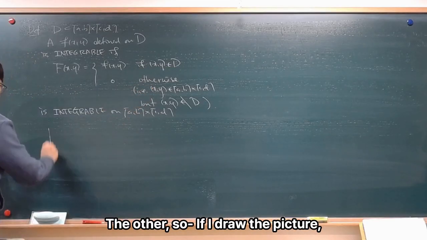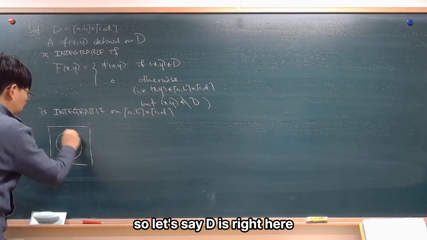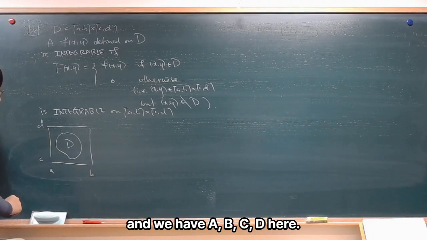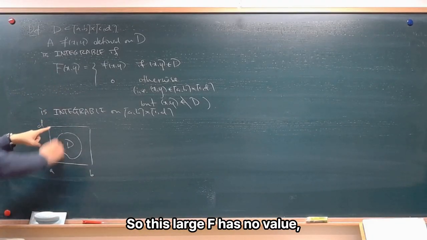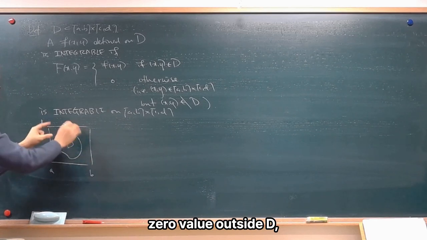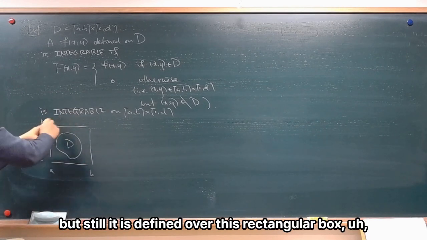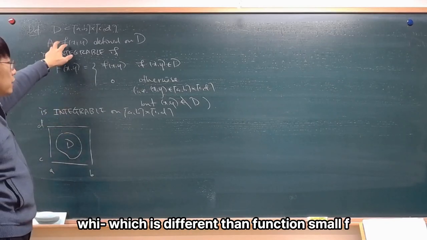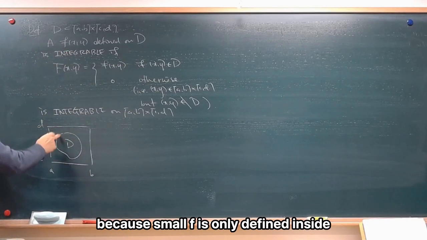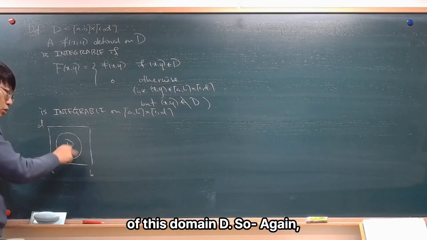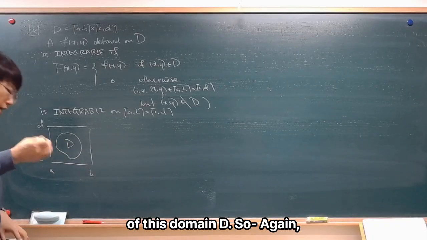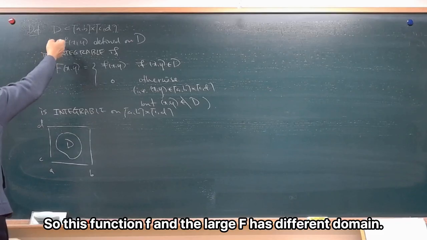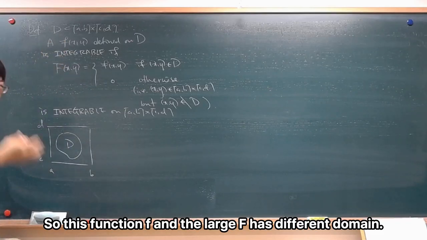So if I draw the picture, let's say D is right here, and we have A, B, C, D here. This large F has 0 value outside D, but it is still defined over this rectangular box, which is different from function small f, because small f is only defined inside of this domain D. Again, a function is defined by the rule of assignment and the domain. So this function f and the large F have different domains.